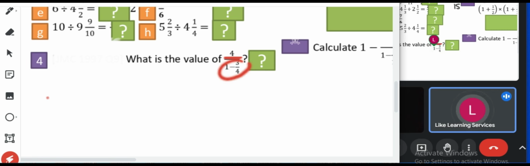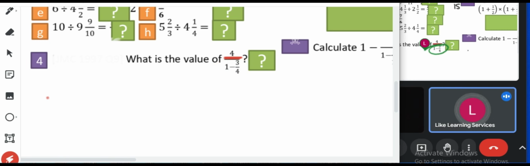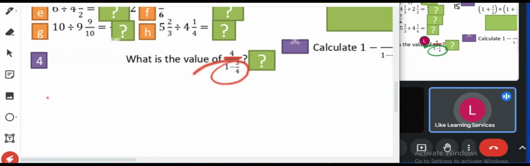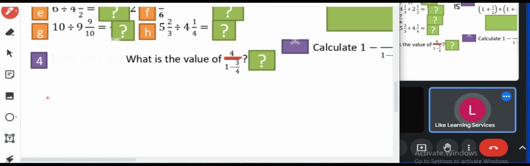Without even wasting time, what should 1 minus 3 over 4 be? Yes, 1 whole minus 3 over 4. Or you want to work it out? What should this give? 1 minus 3 over 4. Oh, a quarter. So this whole thing in the denominator is a quarter, isn't it? This gives a quarter. That's 1 over 4.